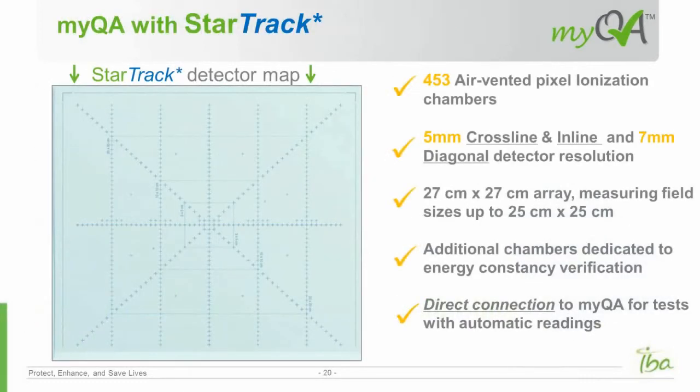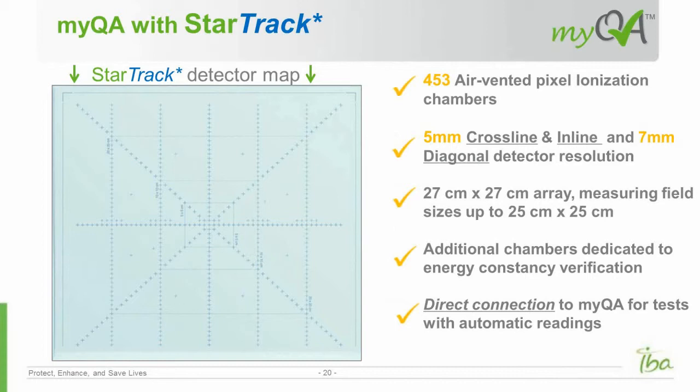A FastTrack is a 453 ion chamber array with 5 millimeter cross-line and inline resolution and 7 millimeter diagonal detector resolution as well. It provides coverage of up to 27 by 27 with the chamber array, and you get up to a measuring field of 25 by 25. So pretty much enough for your flatness and symmetry or beam steering and things like that.